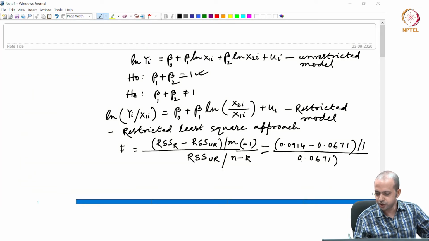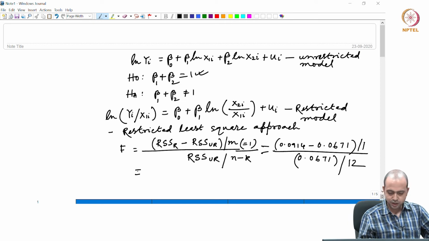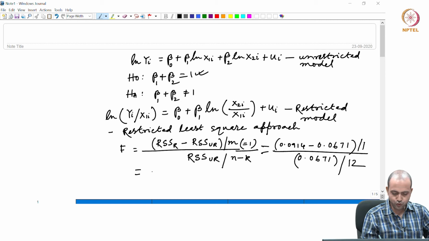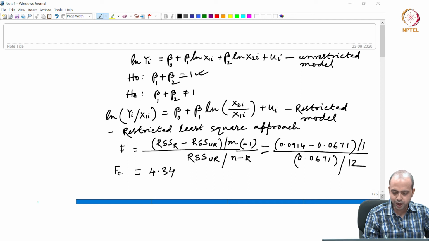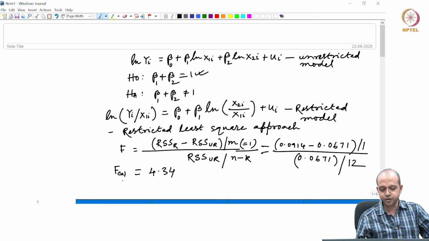And this should be divided by n minus k, where n is 15 and k is 3. So this is 12, and if you compute this, then you will get a value which is 4.34. So this is your f which is calculated. So calculated f is 4.34, and now what do I have to do?